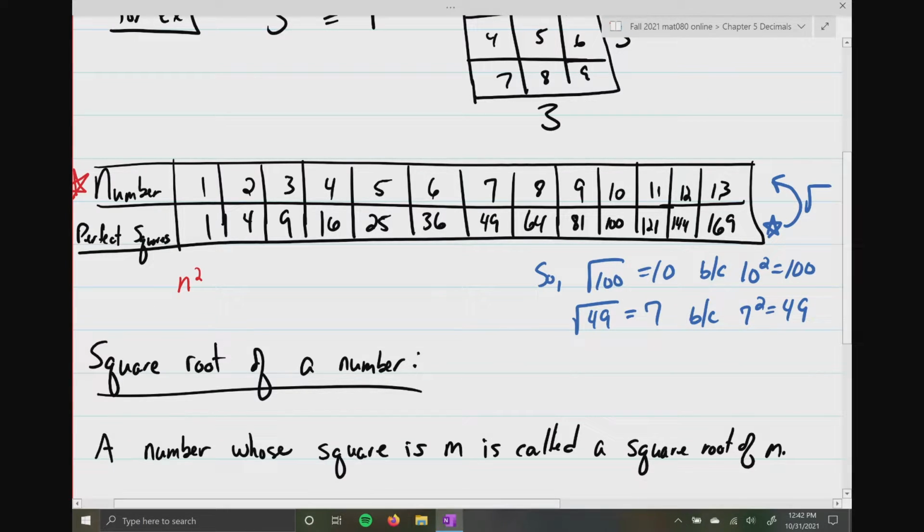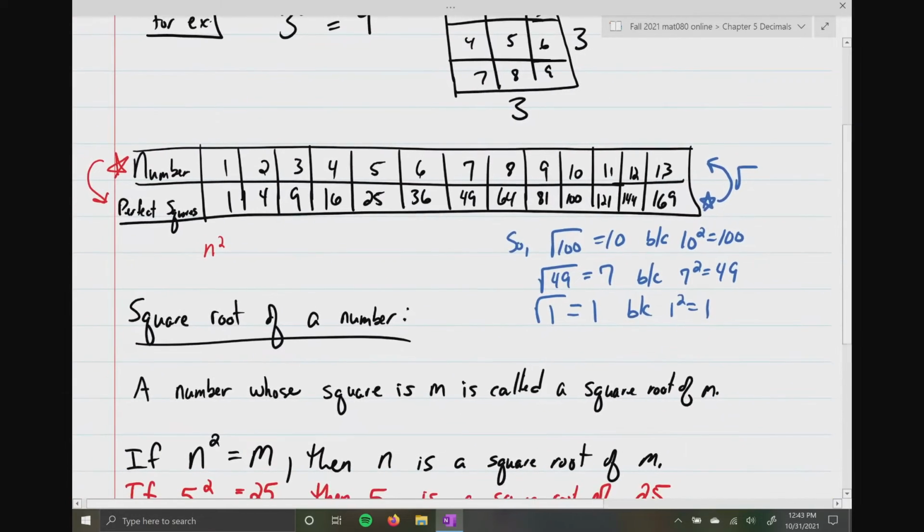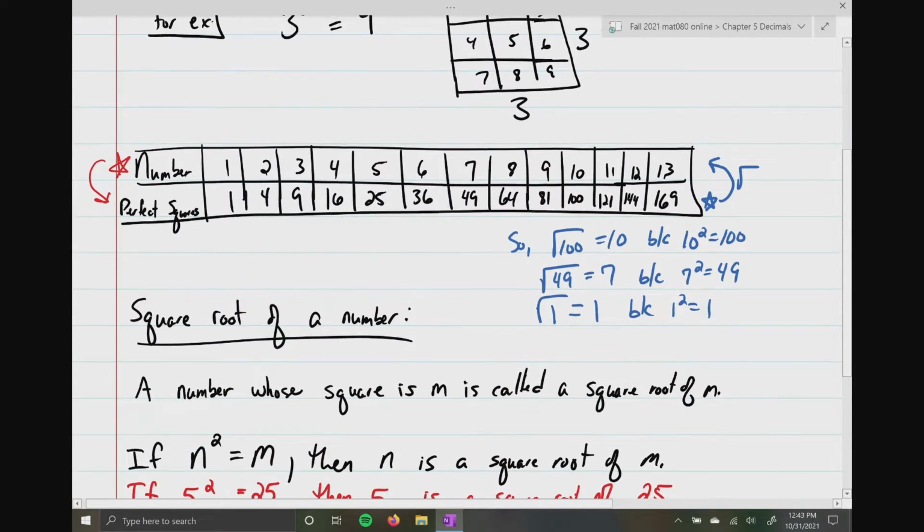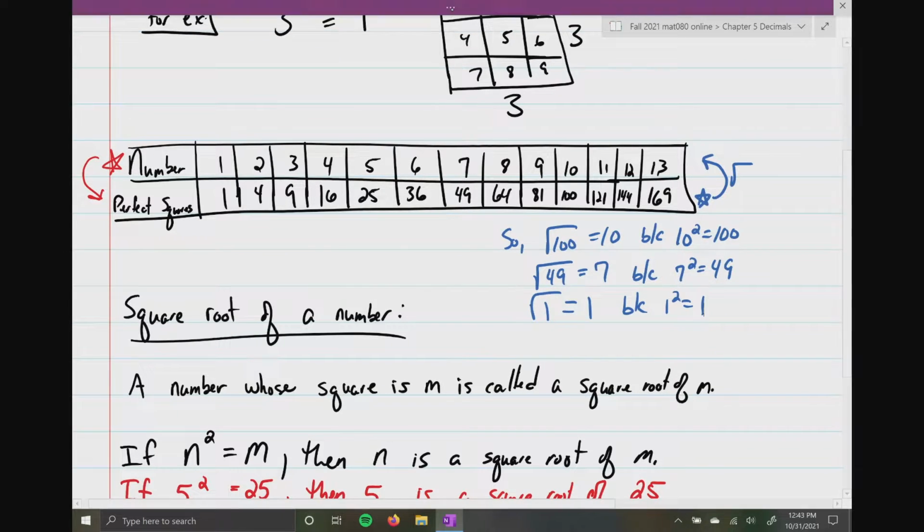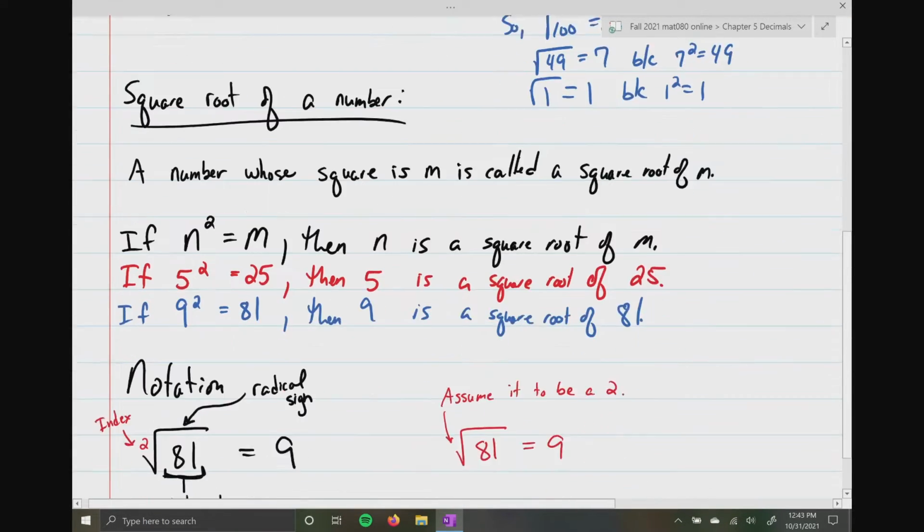Let me get rid of this stuff. There we go. All right, I'll do one more. The square root of 1 equals 1 because 1 squared equals 1. So there's a relationship in between these two rows. So I'll zoom out just a little bit, and I'll scroll over if it'll let me. So remember, if we go from the number to the perfect square, we square the number. If we go from the perfect square back to the number, then you take the square root. Okay? Now, there is something that we need to be very careful about.